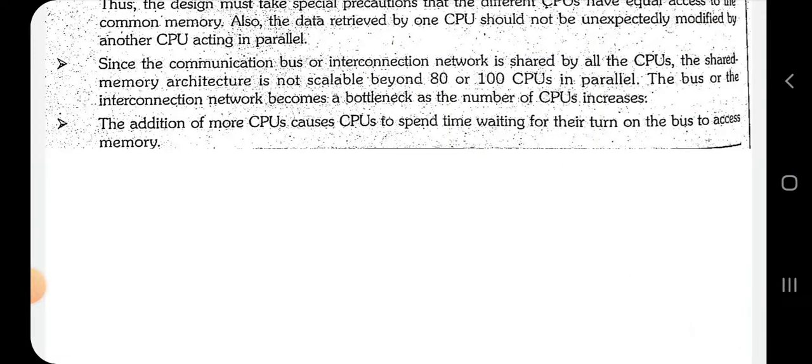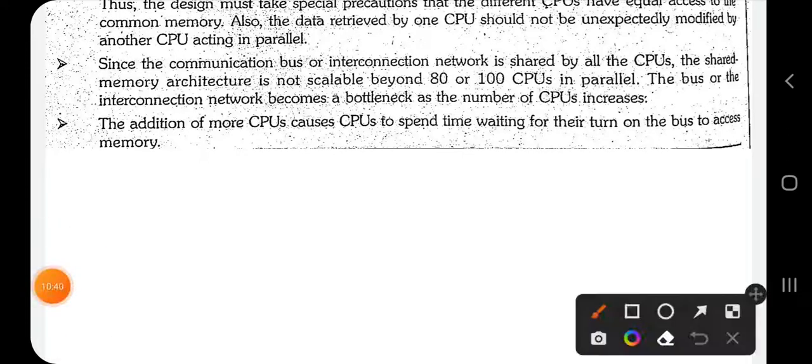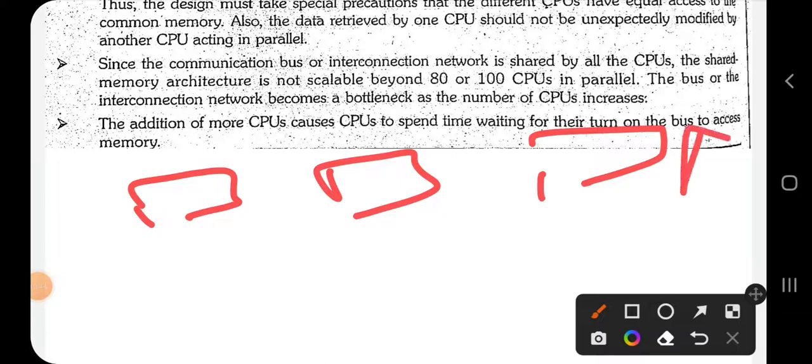In addition, it causes the CPU to spend more time waiting for its turn on the bus to access the memory. As I already told you, if the number of CPUs is increased in parallel database systems, then you need to wait for your turn to get the data from the disk. So this is shared memory multiple CPUs.